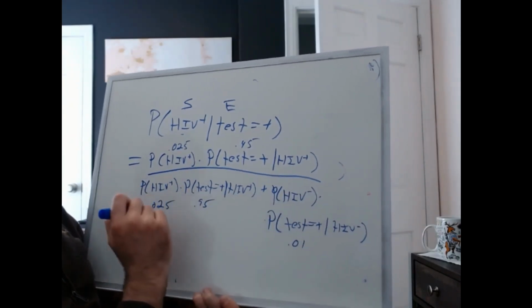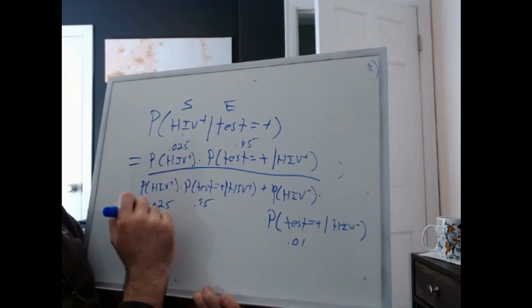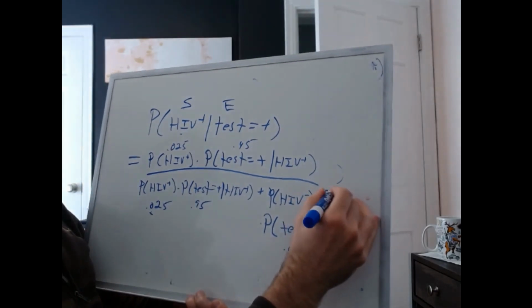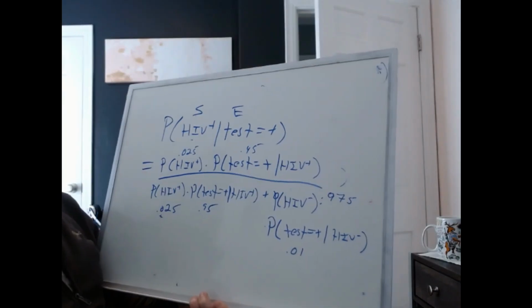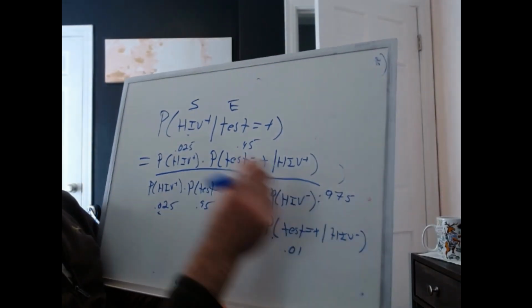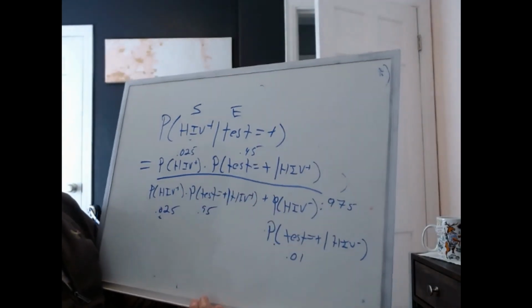that someone's HIV negative. Well, if the probability that someone's HIV positive is 0.025, the probability they're HIV negative would be 1 minus that. Those two events are complements, right? They have to add up to 1. So now we've got everything we need. Now it's just a matter of plugging that into our calculator.